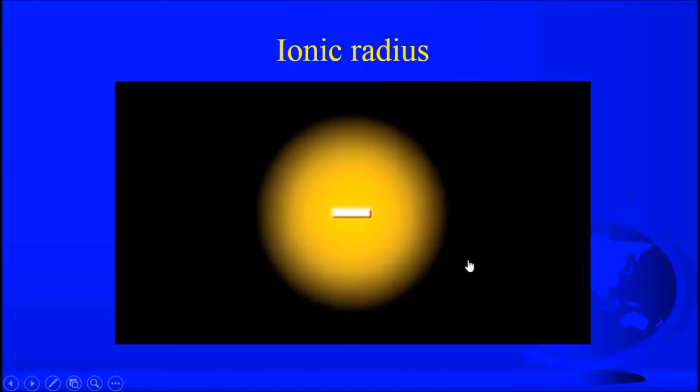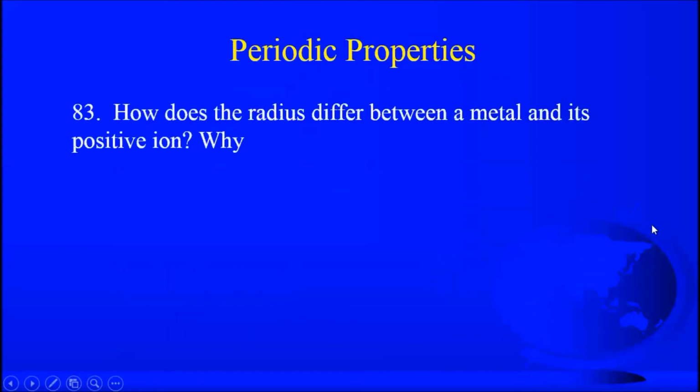When another girlfriend came in, did you notice what happened to the size of the atom? It got bigger. Because how does, this is Serenity over here, what does she feel about Matthew now that he's gained another girlfriend? Just fine. So how does the radius differ between a metal and its positive ion? The positive ion will always be smaller.